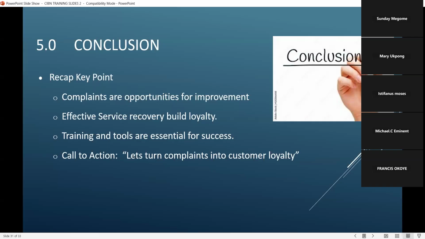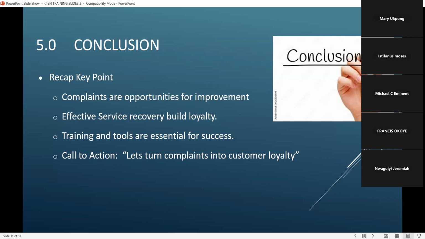One, complaints are opportunities for improvement. When you hear a customer's complaint, it's for you to improve your services. You are never there. Don't think your organization is already at the peak, that you are devoid of any form of complaint. Please listen to that complaint and let's see how we use it to improve ourselves. Two, effective service recovery builds loyalty. How best you've been able to resolve those complaints will make you build the trust of your customers. And the third, training and tools are essential to success.